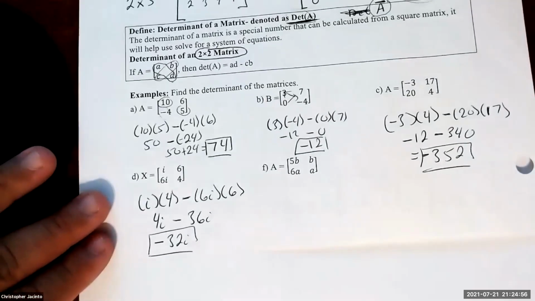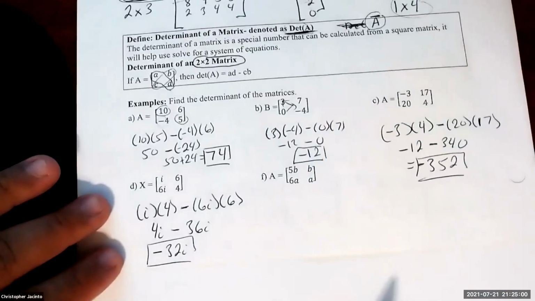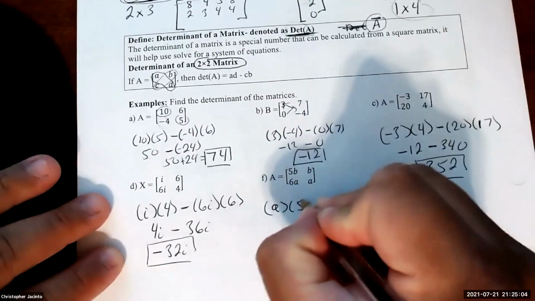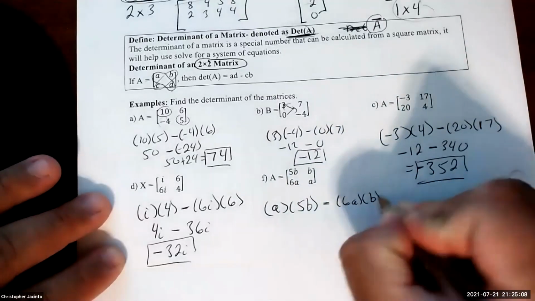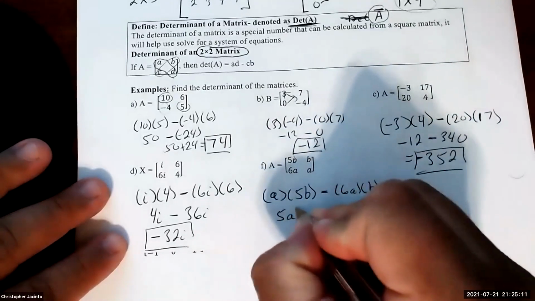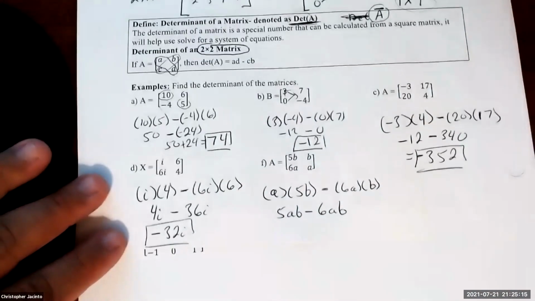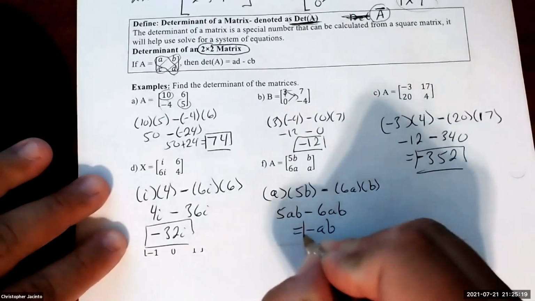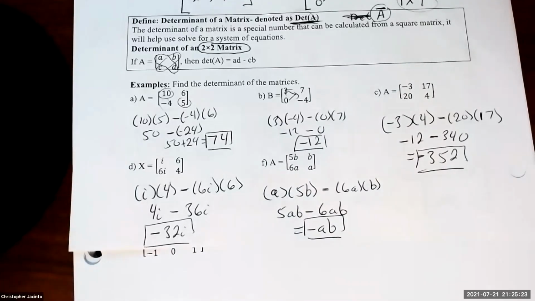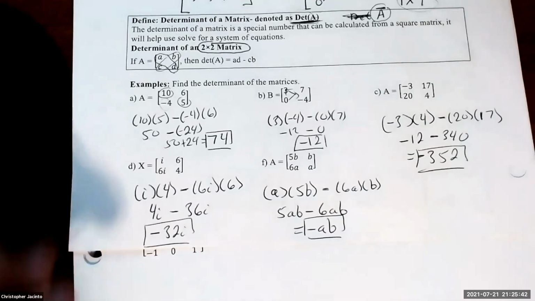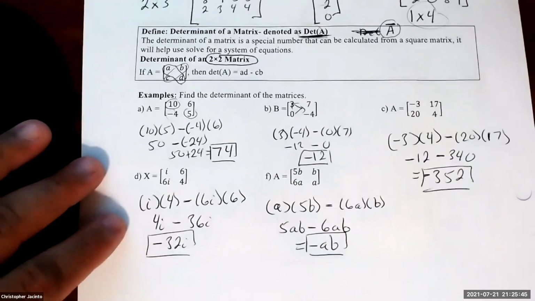Right. And then the last one here is, so multiply, so a times 5b minus 6a times b. So this is just 5ab minus 6ab. So it's going to be negative ab, right? Once you add them together. Questions there at all on finding the determinant of a 2 by 2 matrix? All good? So far easier than the last section, I'm hoping. Okay. All right.